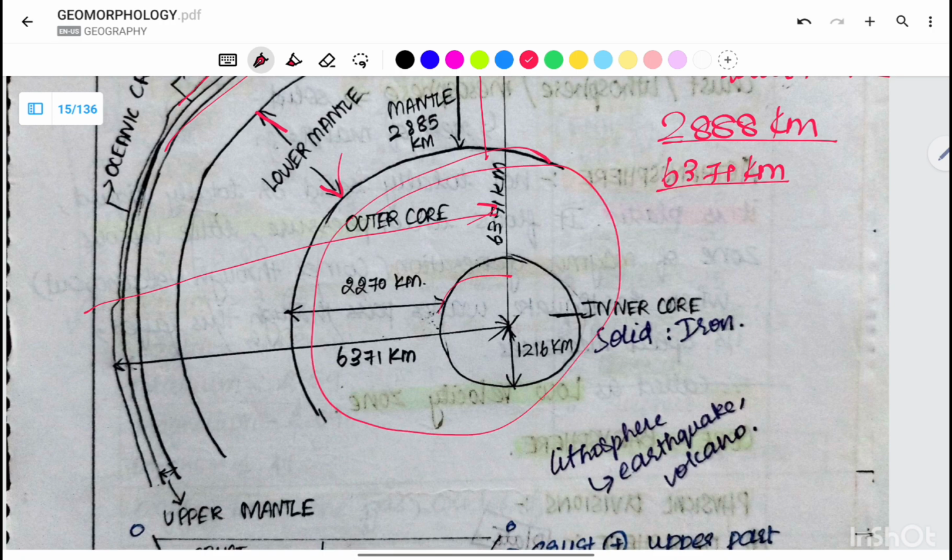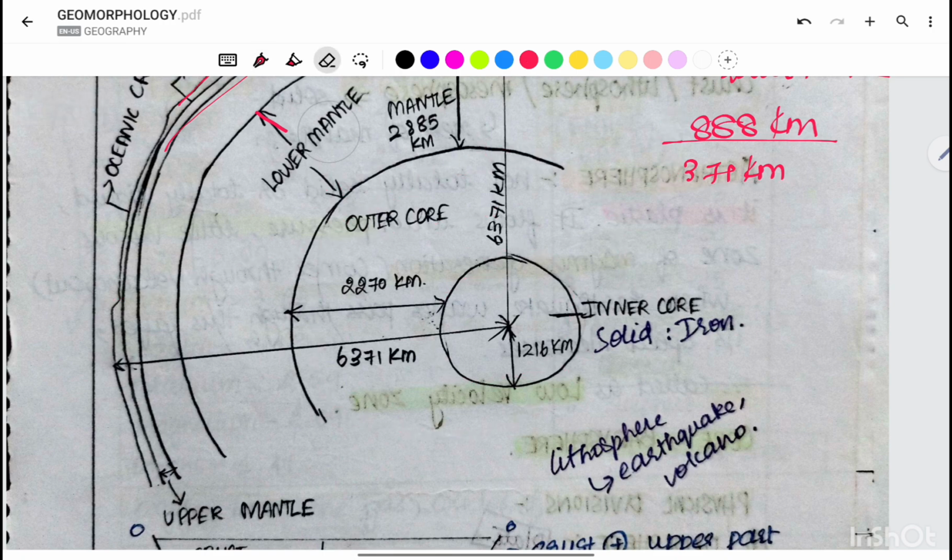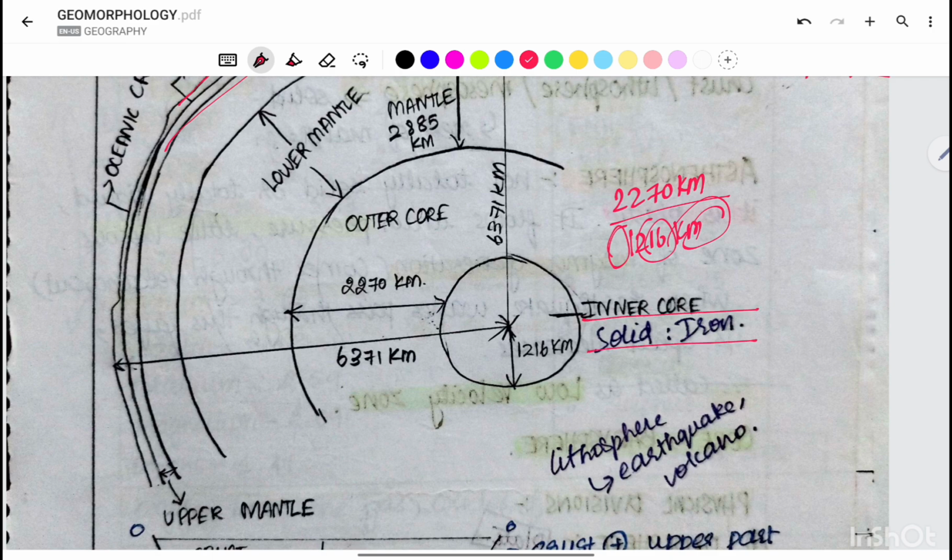We have the outer core and then the inner core, right? The outer core is going to be 2270 kilometer, and the inner core is going to be 1216 kilometer. The inner core is solid iron, and the outer core is 2270 kilometer. So we have the 1216 kilometer inner core, and then we have the 2270 kilometer outer core.